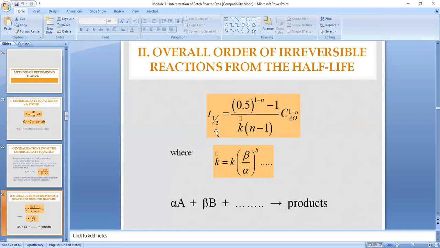Now, we have a pre-derived formula already that is suggested by Levenspiel in his book, Chemical Reaction Engineering, the third edition. In this equation, on the left side, you have the half-life. And this 0.5 here is the degree of conversion since it's half-life. So of course, our understanding would be that 50% of the reactant was converted at this particular half-life. So we're going to raise that to 1 minus n, and this term should be subtracted by 1. Now, the denominator is k times the quantity n minus 1, and this rational expression should be multiplied to C_A0 raised to 1 minus n.